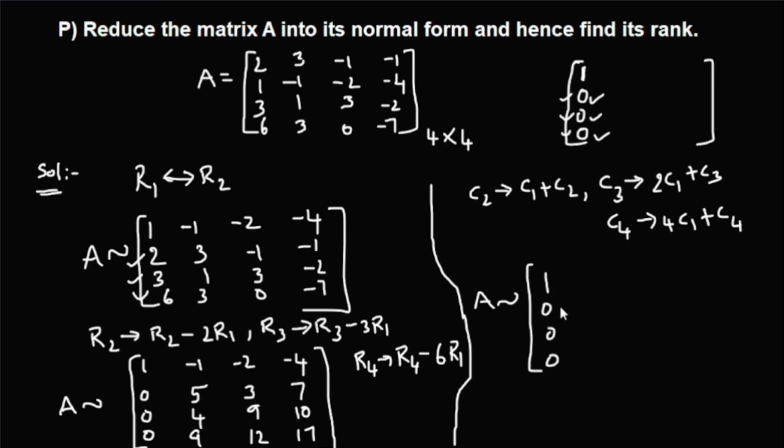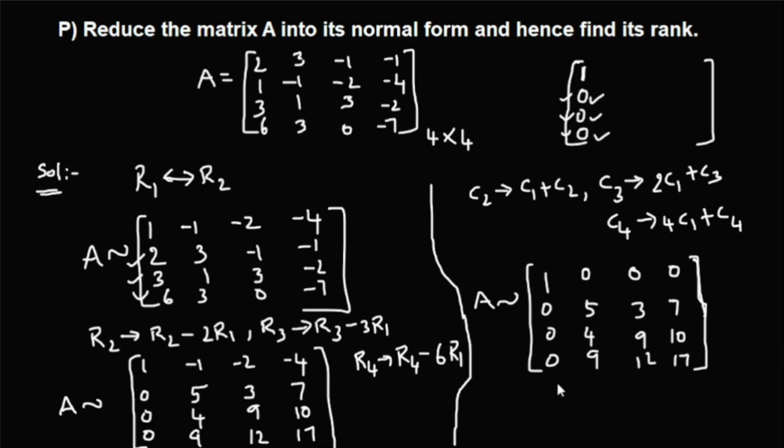Second column, it is adding first column and second column only, 5, 4, 9. Third column, 2 into this plus 2 into C1 plus C3. So it is 0, no changes to these elements, 3, 9, 12. And 0, 4 into this plus 0, 7, 10, 17. So if you carefully observe here, 5 plus 4 is 9, 3 plus 9 is 12, 7 plus 10 is 17.